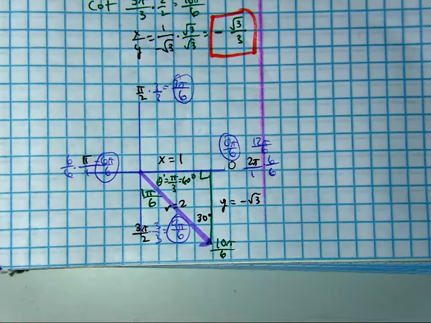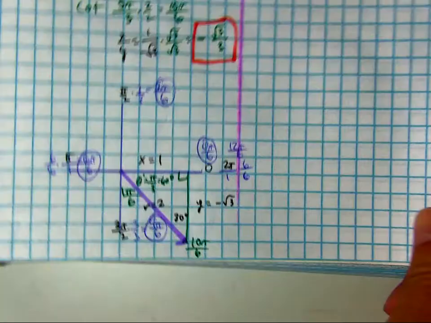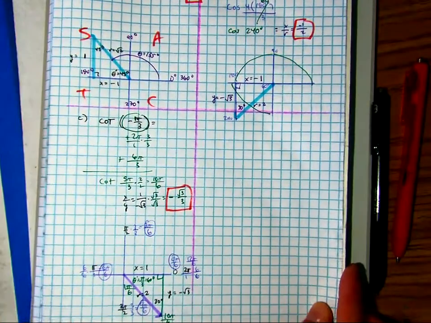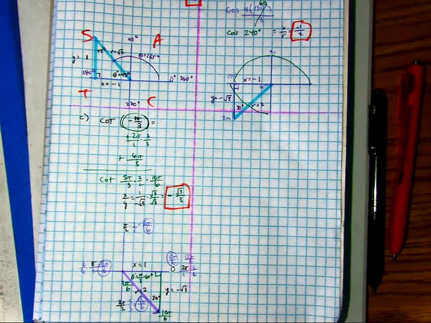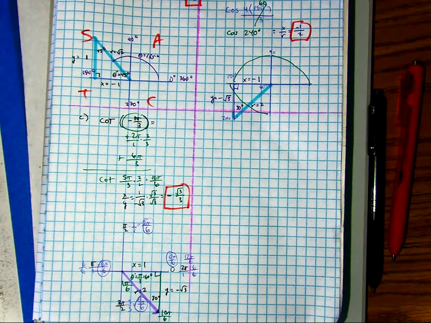So ask yourself those questions. Is it in 1 full rotation? Do I need to find a coterminal angle? We did for C. Figure out which special right triangle you're using, label it, and then find your trig function.